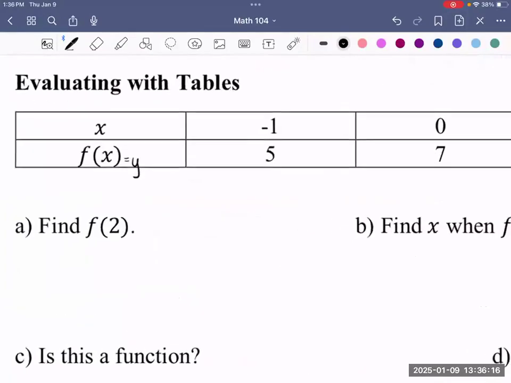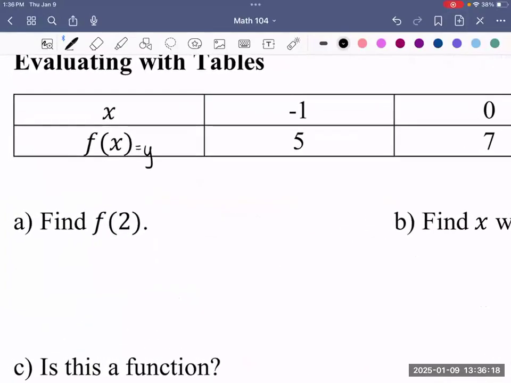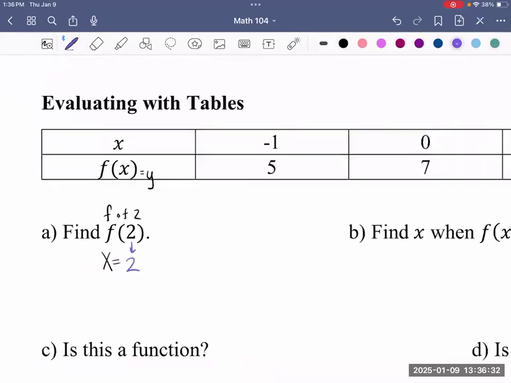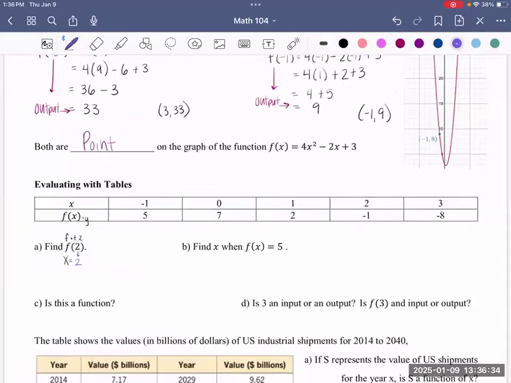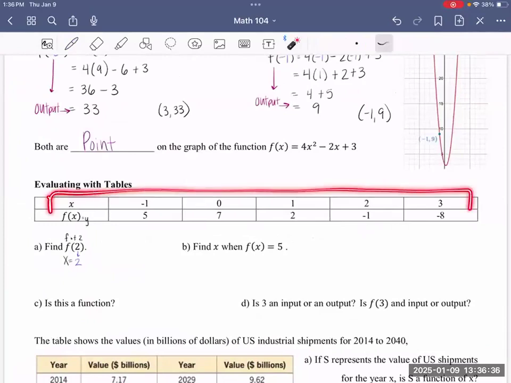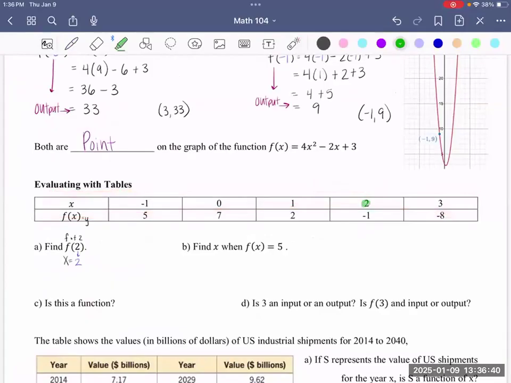Well, for us, when it says find f of 2, this is saying f of 2. This is just saying, okay, we're going to plug in a 2 for your x value. This 2 is signifying your x, meaning that we have to go along this stretch to figure out where the 2 occurs. Well, 2 occurs here, which means we now want its y counterpart to come out.